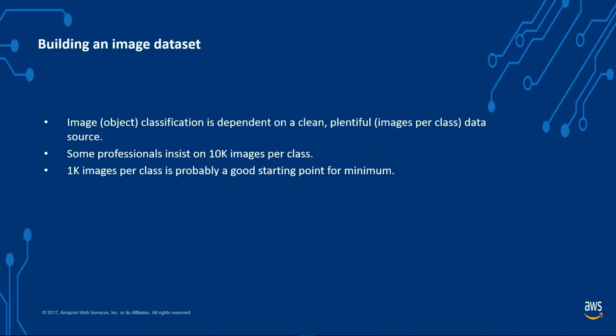Now, some professionals, they insist on 10,000 images per class. A class is, of course, one object that you want to identify. And today we're going to identify 10 what I would call iconic cars, 10 different types of automobiles. Again, it's a smaller data set, but one hour. So there you go. And my recommendation is if you're going to do any kind of image classification, you should have about 1,000 images. If you don't have 1,000 images, I think you're going to run into some problems in production.